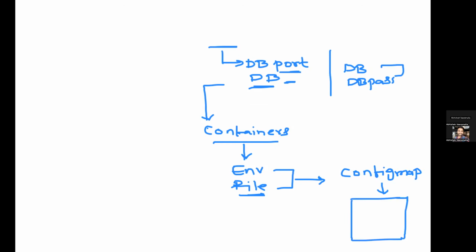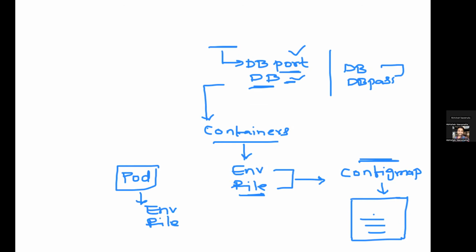Okay, and put the information like DB port or any kind of information inside the config map. Okay, and you can mount this config map, or you can use the details of the config map inside your Kubernetes pod. So the information can be stored inside your pod as an environment variable, or can be stored as a file inside your pod on your container file system.